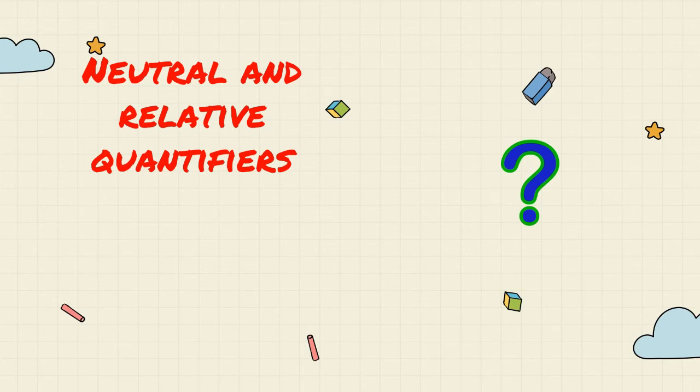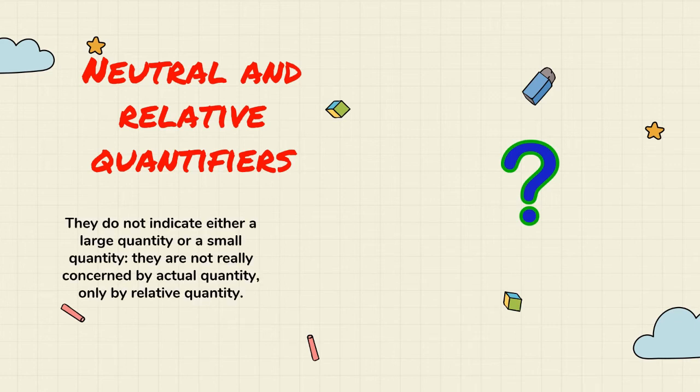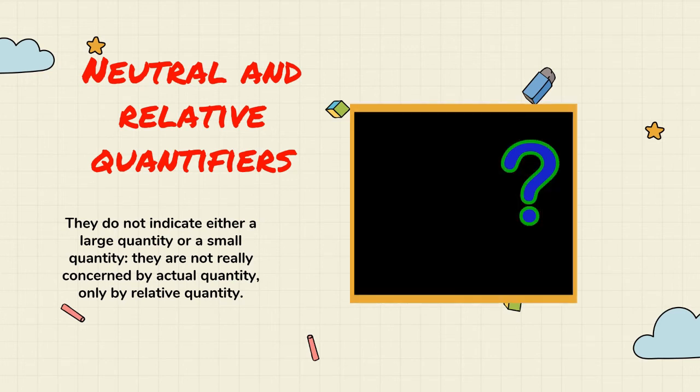Now we can move to some neutral and relative quantifiers. They do not indicate either large or small quantity. They are not really concerned by actual quantity, only by relative quantity. Or in bahasa we call them beberapa. Beberapa tidak berarti banyak atau sedikit kan? They are some and any. Do you know the difference?